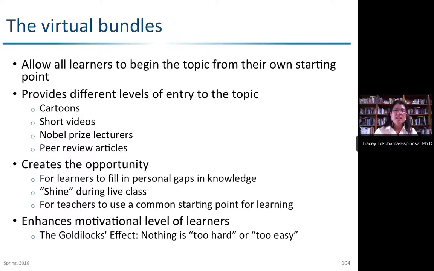And this also means that the student who only needs one review of the information can do that there, and then go more deeply into the information. So everybody starts where they need to start, but everybody comes to the classroom with at least this minimal knowledge. What does this do? This allows the teachers to have a common starting point for beginning the class.